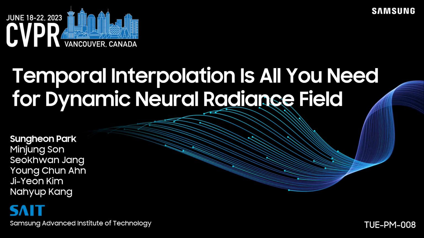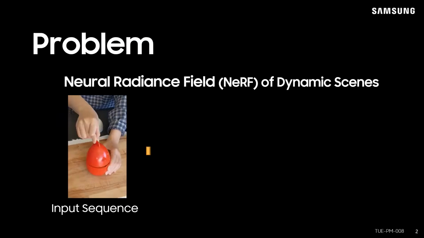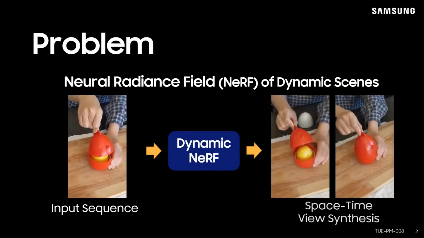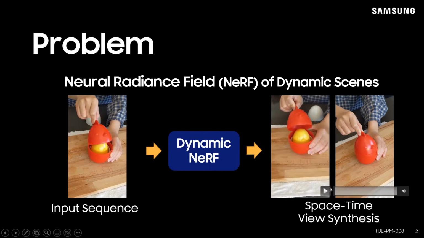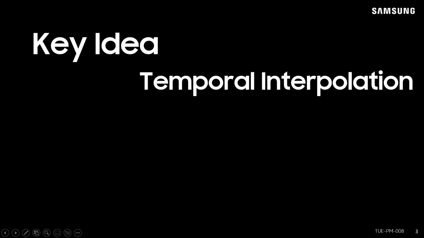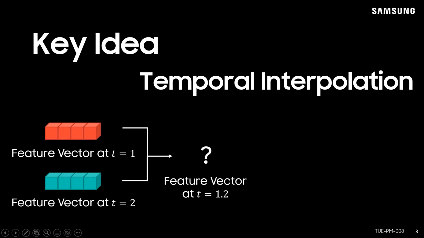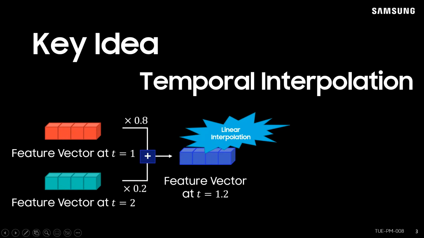Hi, I'm Sungheon Park from SEET, and I'll present our paper, Temporal Interpolation is All You Need for Dynamic Neural Radiance Fields. In this paper, we tackle the problem of neural radiance fields for dynamic scenes. Given the input image sequence, we train dynamic NeRF models which can perform space-time view synthesis. The key idea of our method is to apply temporal interpolation for feature extraction. The feature vector of the target frame is calculated by a linear interpolation along the time axis.